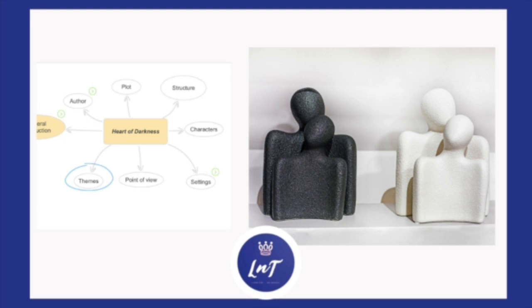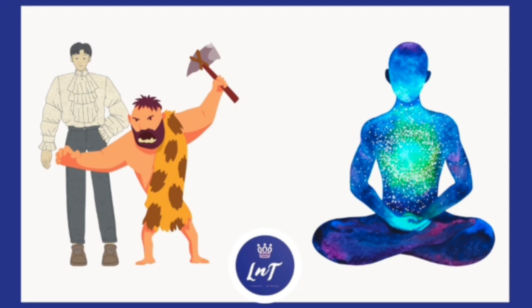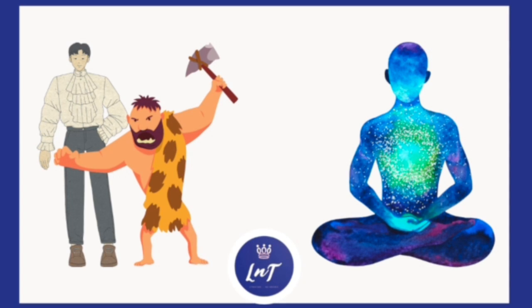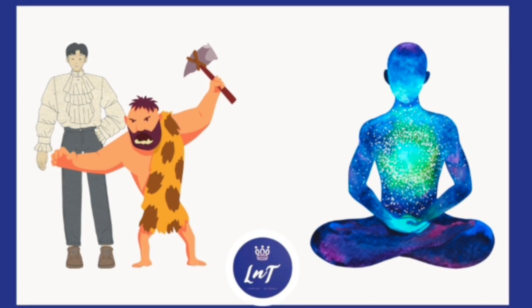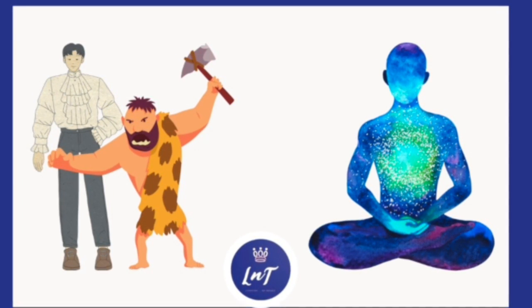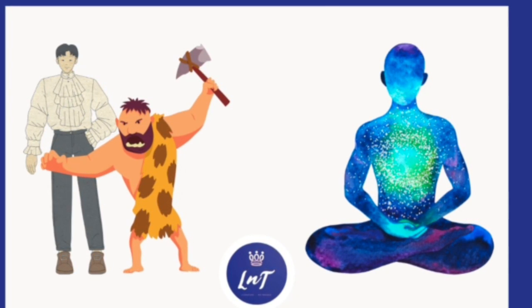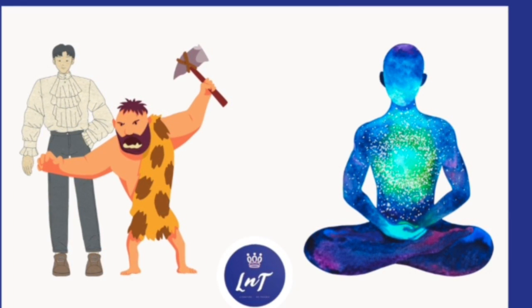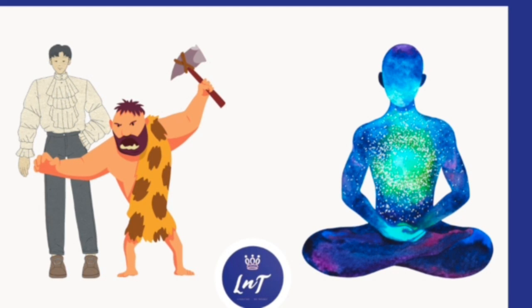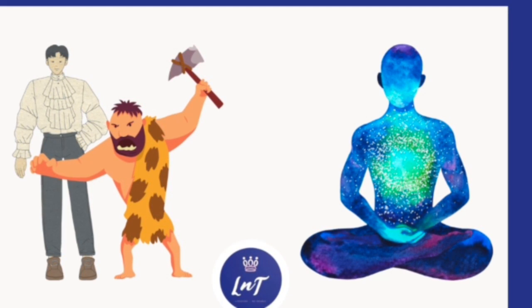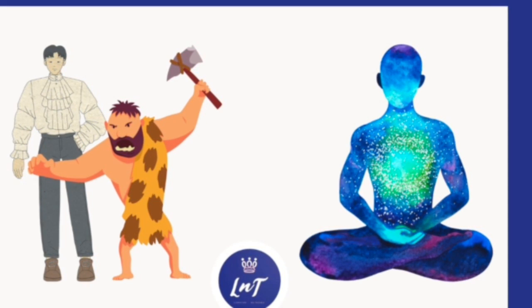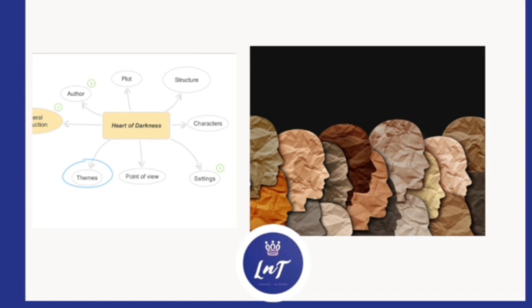Conrad explores the idea that every person harbors both good and evil within them. Characters like Kurtz personify this duality, oscillating between enlightened intellect and primitive impulses. Marlow, too, grapples with his own moral ambiguity as he observes the consequences of colonialism and his own conscience.